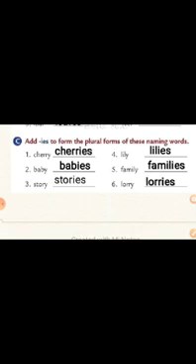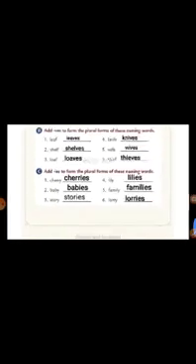So exercise number C's answers are question number 1, cherry, cherry will become cherries. 2, baby, babies. 3, story, stories. 4, lily, lilies. 5, family, families. 6, lorry, lorries. So check your answer, learn the spellings well and write it neatly in your copy. That's your homework.